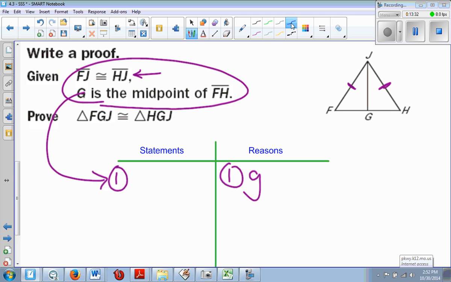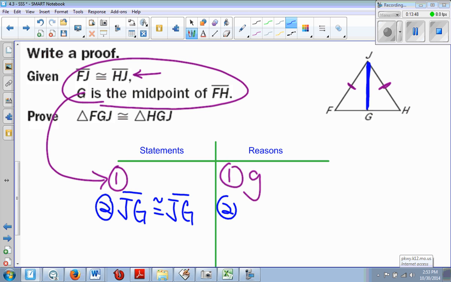Looking at your picture, you always want to look for the most obvious pair. That obvious pair in this case is the fact that my 2 triangles share that center side again. So I'm going to make a statement that JG and JG are congruent to each other. Since it's a shared side, that's called the reflexive property.